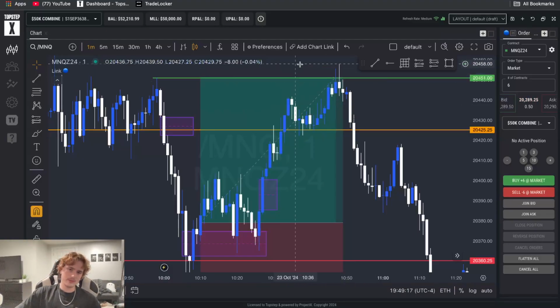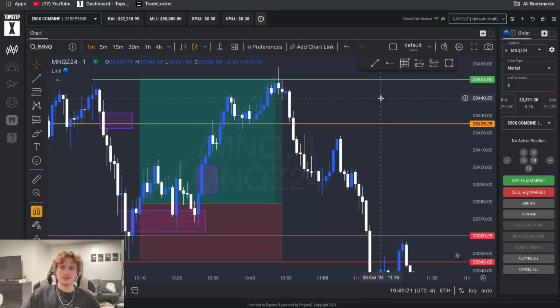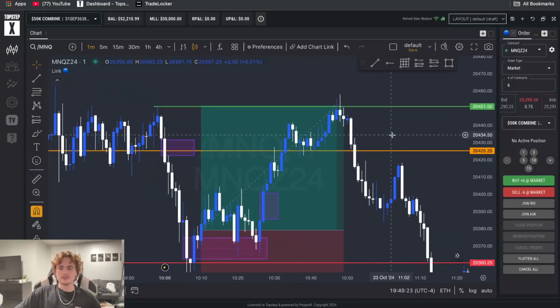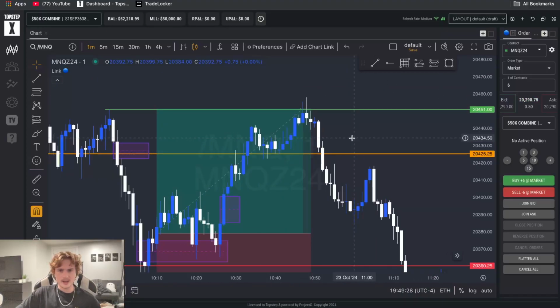If I would have taken full profits right here, we would have made around 750 or 800, but it is what it is. Once you started having movers down here. And again, that's why I exited right there.